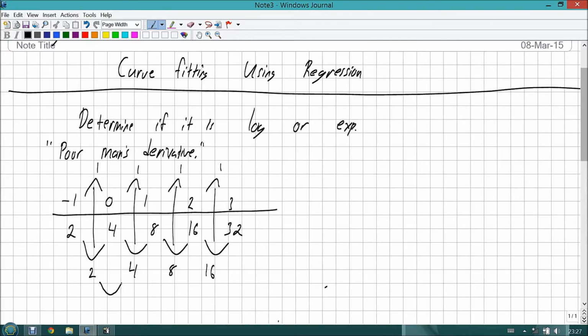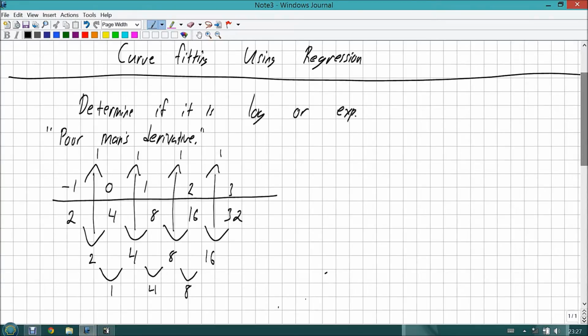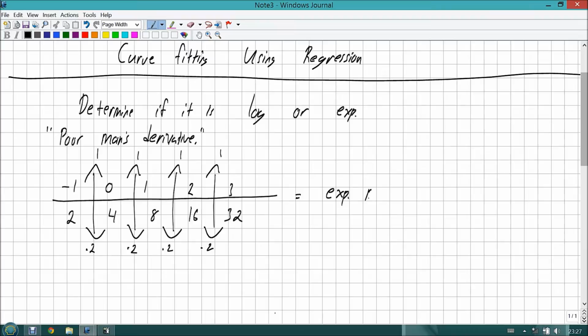We can do these until we run out of terms, and we won't get to a point where they're all the same number. So instead we look at what's the pattern. Looking at the pattern, if I take 2 and multiply it by 2, I get 4. 4 times 2 is 8, 8 times 2 is 16, 16 times 2 is 32. If I see this as the case, then I use an exponential model.